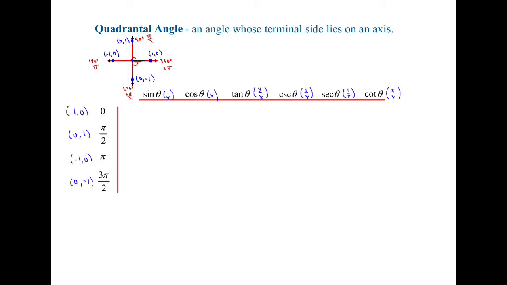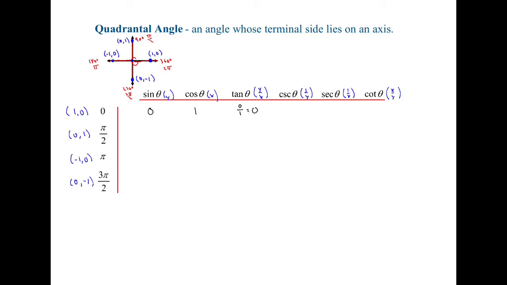There's no reference angle, there's no quadrant. You have the ordered pair. So just go through and answer each of these questions. For sine of 0 degrees, that would be 0. That's your y value. Cosine would be 1. That's your x value. Tangent would be 0 divided by 1, which is 0.